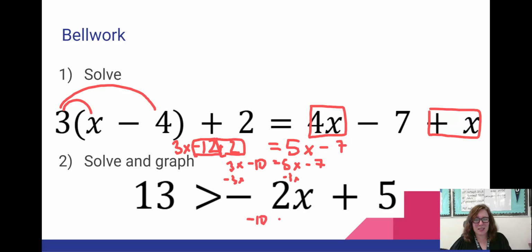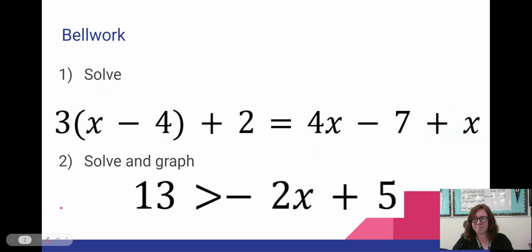So now I have a negative 10 equals 2x minus 7, and it's a two-step equation. Add 7 to both sides and then divide by 2. It looks like it might end up as a decimal. Okay, and then the next one is a two-step inequality.